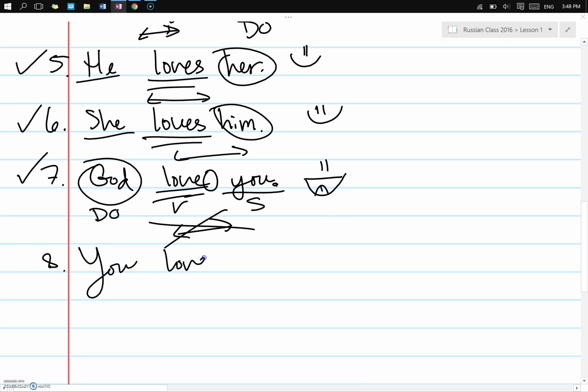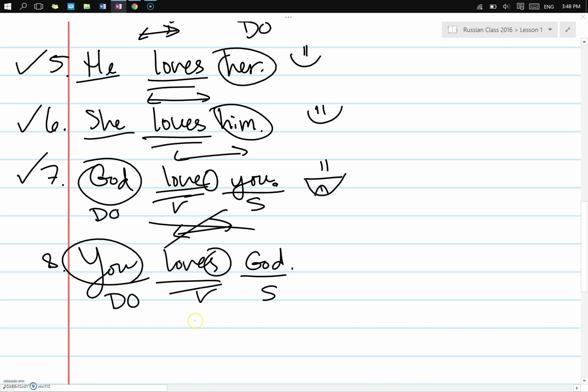Okay, let's try the next one. You loves God. Okay, so verb is here. We have an S here, which means you can't be the subject, but this can be the subject, and this is the direct object. So again, left to right order is not being followed, but we have all the right pieces here. So this is sort of like one of those things that starts out like that, but then kind of turns into this.